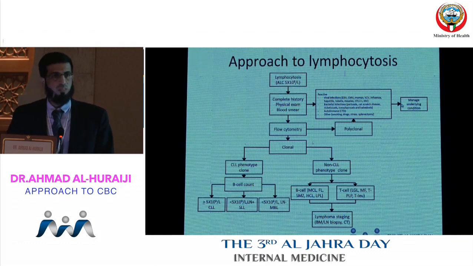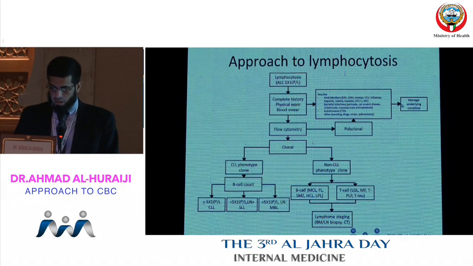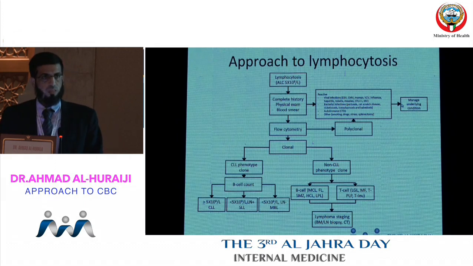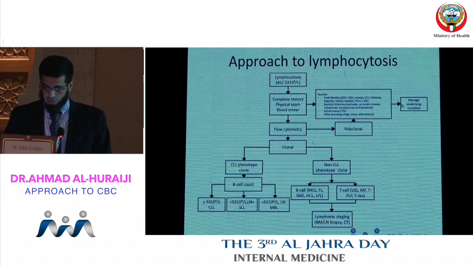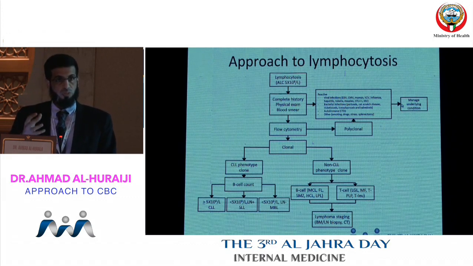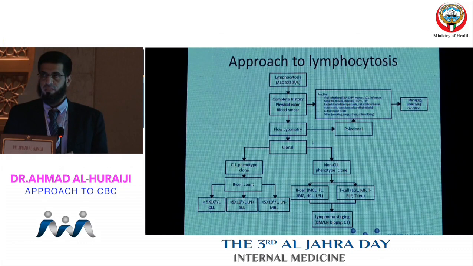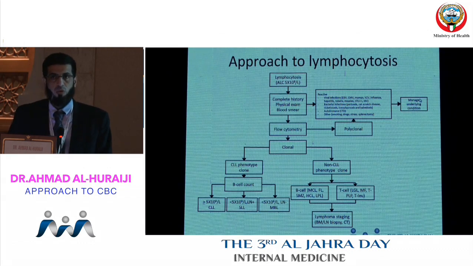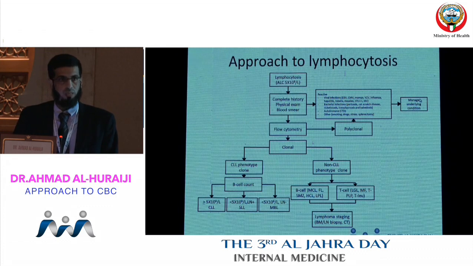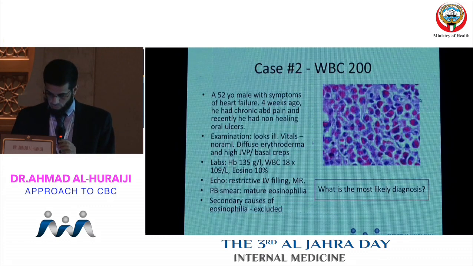And then we do flow cytometry to see whether the lymphocytes that are present are clonal or polyclonal, meaning they belong to one type of lymphocyte or different types of lymphocytes. If they are clonal, then we leave it to the hematologist to decide whether this is a CLL or other lymphoproliferative disorder. And if they are polyclonal, we go back and look for the secondary cause.